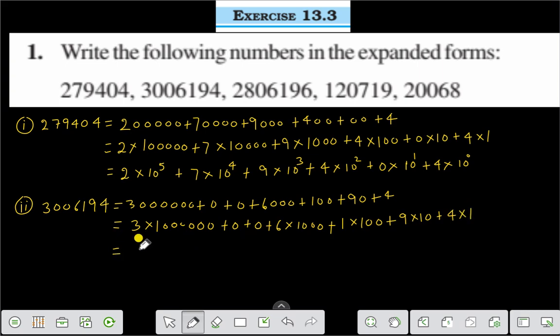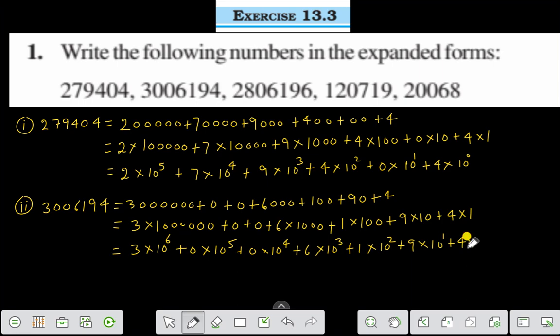Right? That we can write as 3 into 10 to the power, how many zeros? 1, 2, 3, 4, 5, 6, 10 to the 6 plus 0 into 10 to the power 5, plus 0 into 10 to the power 4, plus 6 into 10 to the power 3, plus 1 into 10 to the power 2, plus 9 into 10 to the power 1, plus 4 into 10 to the power 0. Right? In this way you can expand the others also.